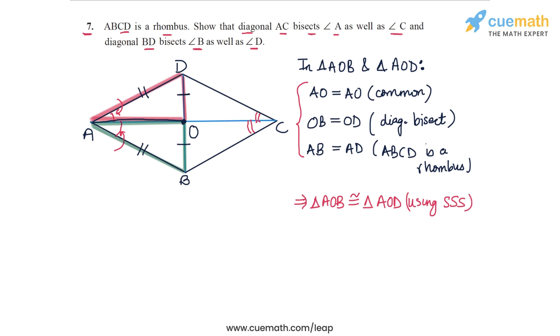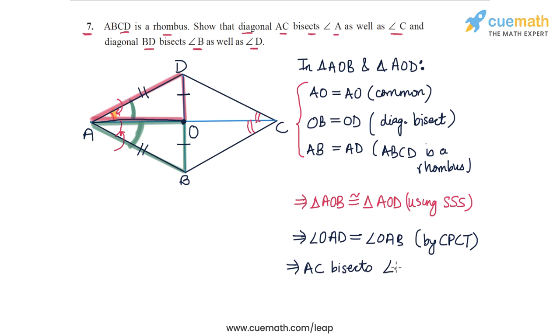Because the two triangles are congruent, this angle here, OAD, and this angle here, OAB, must be equal by CPCT. So we can write angle OAD must be equal to angle OAB by CPCT, corresponding parts of congruent triangles, and this means that AC bisects angle A, because the angle at A is getting divided into two equal parts. So that shows that AC bisects angle A.